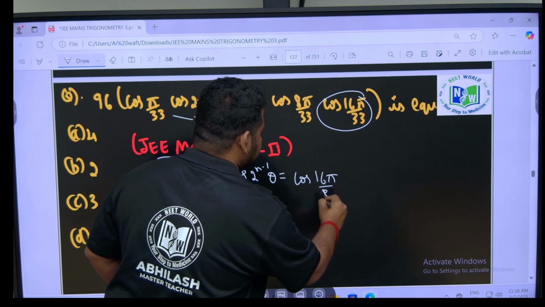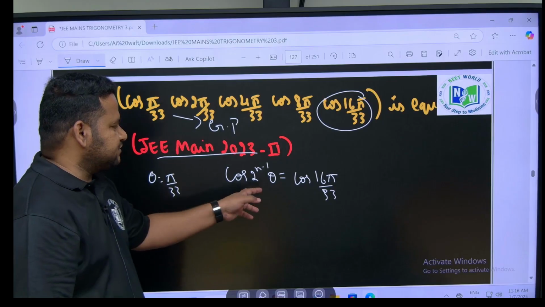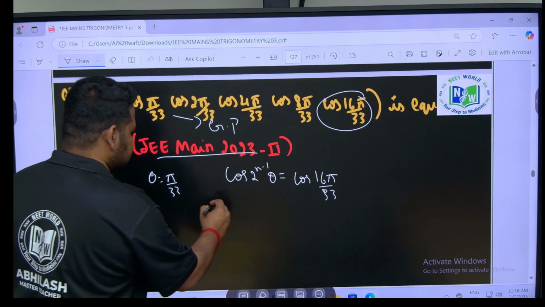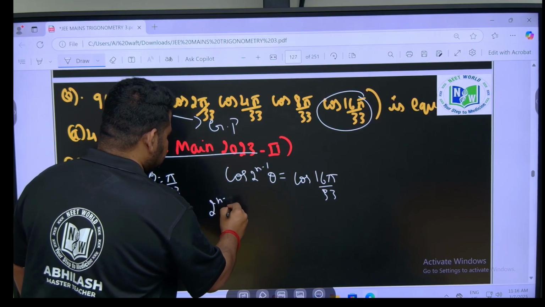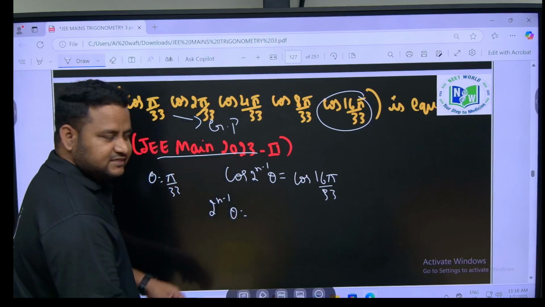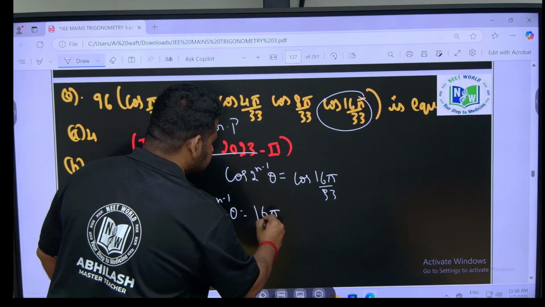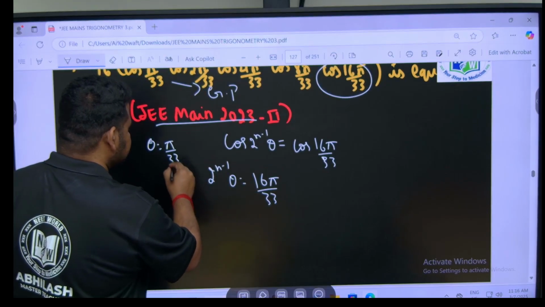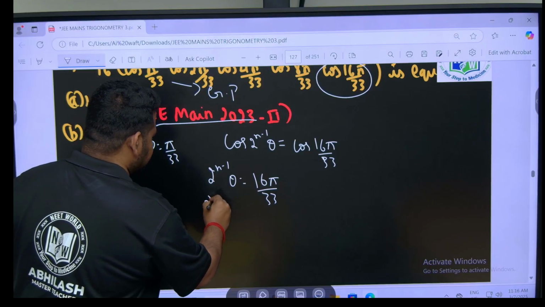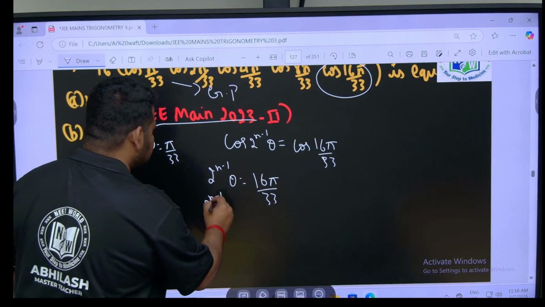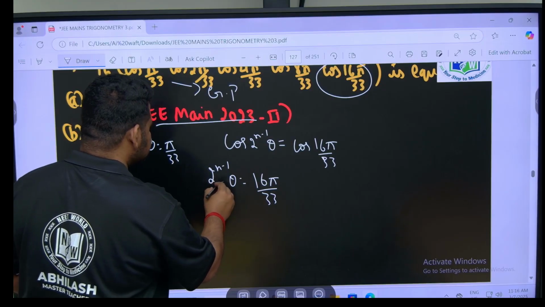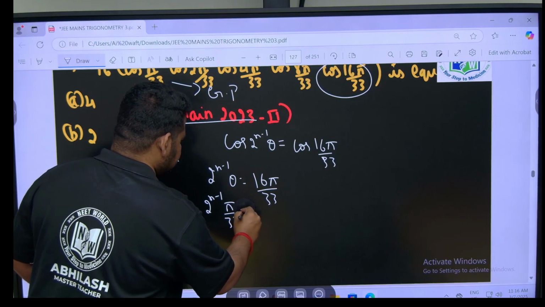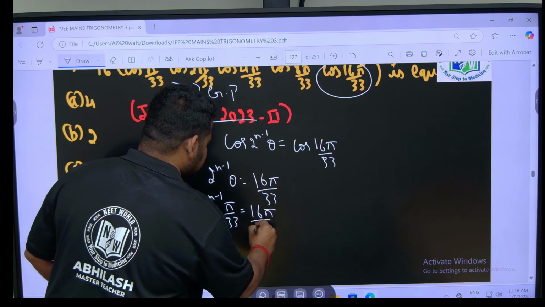Cos of 16 pi by 33. But theta is nothing but pi by 33. So let us equate this. 2 to the power of n minus 1 into theta is 16 pi by 33. Theta is pi by 33. So 2 to the power of n minus 1 into pi by 33 is equal to 16 pi by 33.